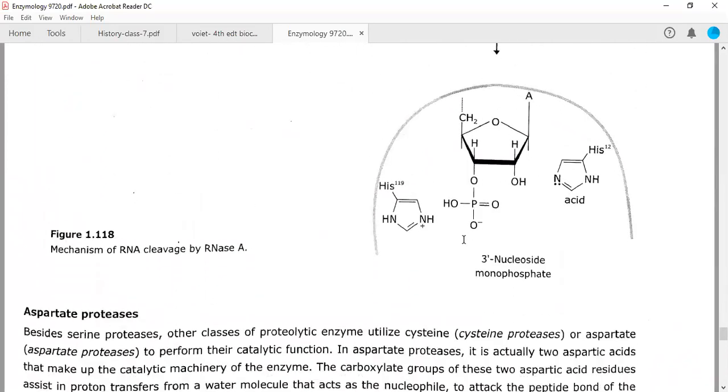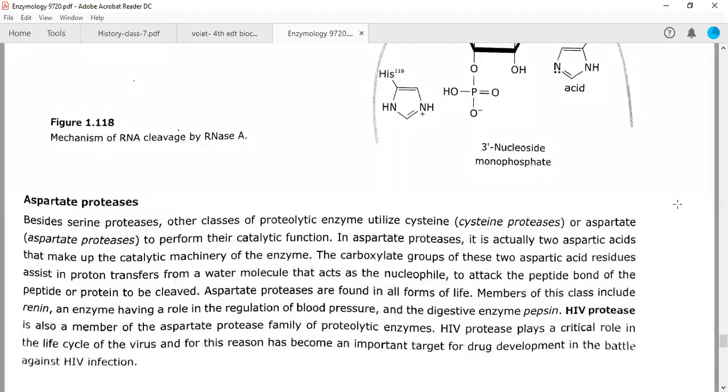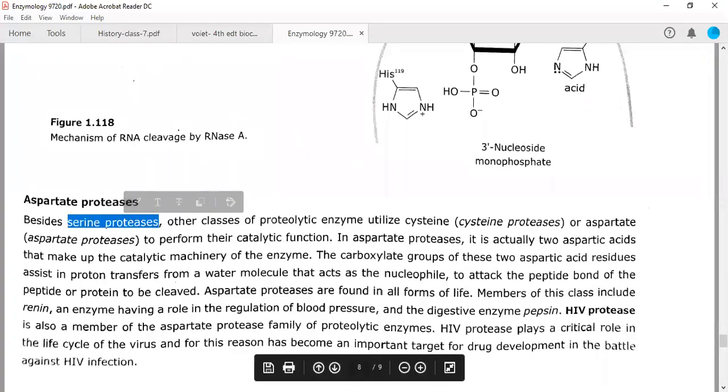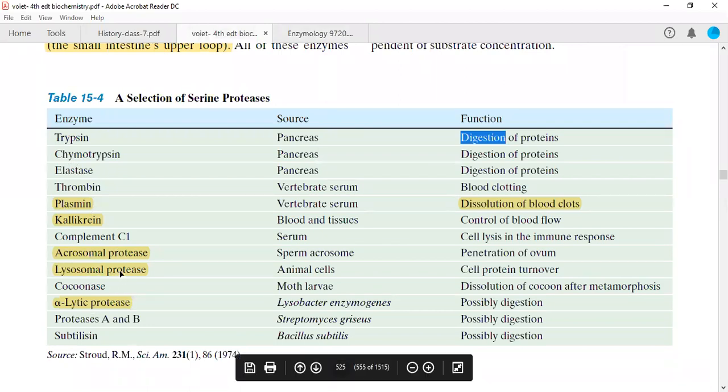Now, the last enzyme in this category is called aspartate proteases. These are having some aspartic amino acid over their active sites. So beside the serine proteases, which we have discussed, and there are several different examples we have discussed. These include trypsin, chymotrypsin, elastase, thrombin, plasmin, calcarein, acrosomal proteases, lysosomal proteases.